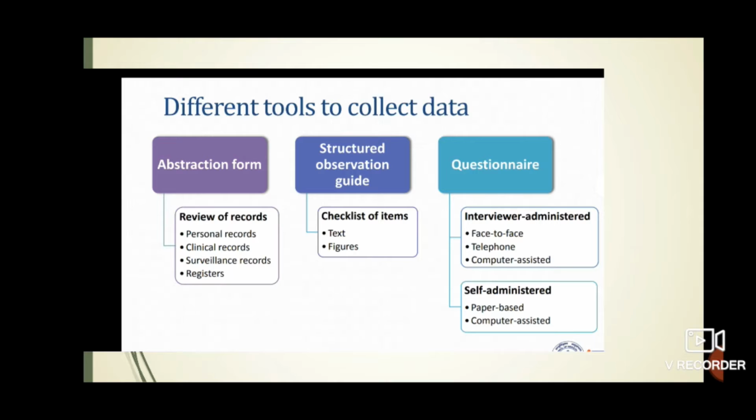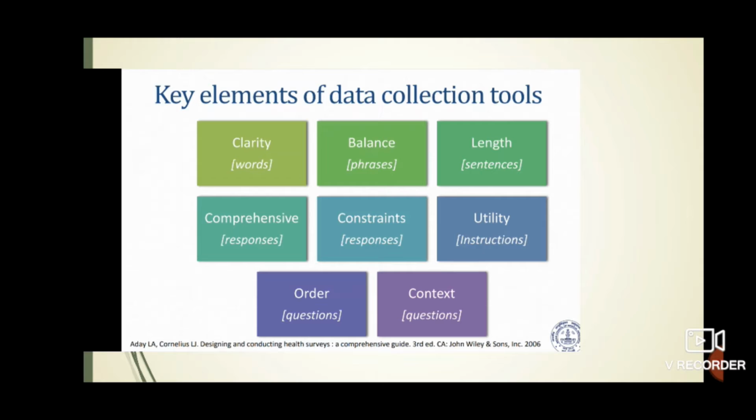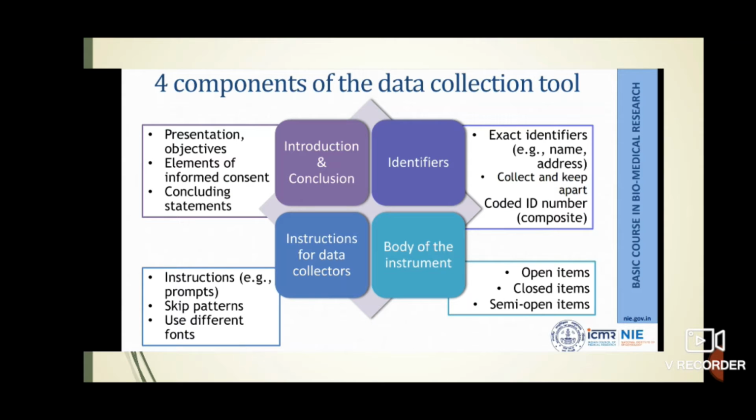The structured observation guide includes the checklist of items, that is the text and figures, and the questionnaire, which includes the interviewer administered, that is the face-to-face, telephone and computer assisted, and self-administered, which includes the paper-based and computer assisted. The key elements of the data collection tools are clarity, balance, length, comprehensive, constraints, utility, order and context.